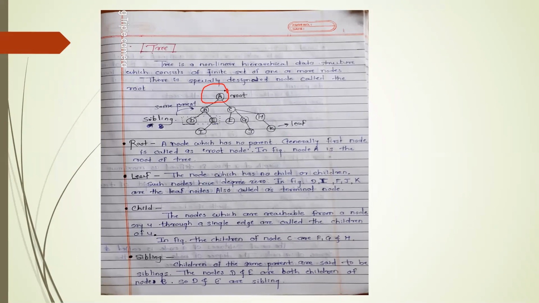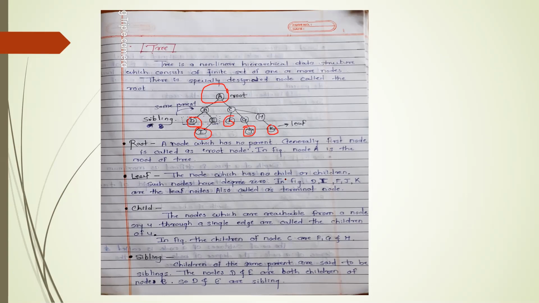Next is leaf, the node which has no child or children. Such nodes have degree 0. In the figure, nodes D, I, F, J and K are all leaf nodes, also called terminal nodes.